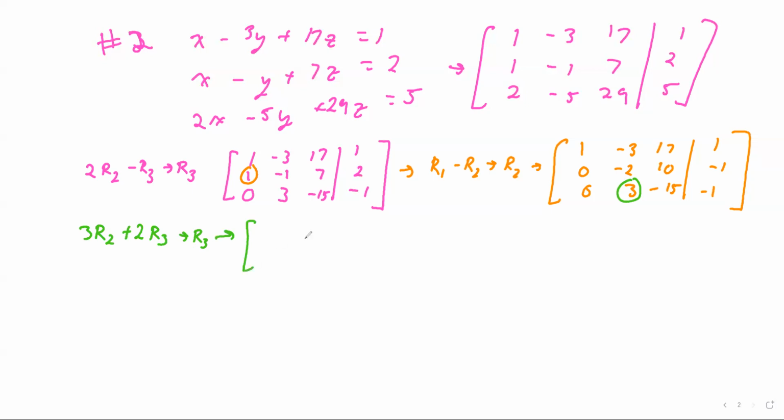All right, so the answer here would be then 1, -3, 17, 1. Then 0, -2, 10, -1. All right, so here we go. So that would be 3 times 0 plus 2 times 0 is 0. So that did not change, which is what we wanted. 3 times -2 is -6. 2 times 3 is +6. Add those together gives you 0, which is what we did want. Make that a good 0 there.